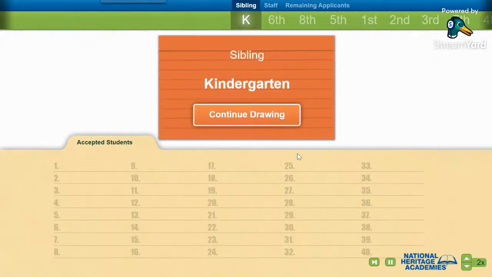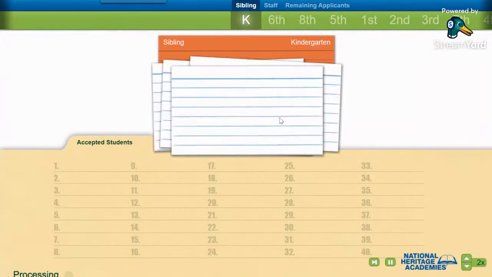We'll start with our sibling preference group. These are applicants who have a sibling currently enrolled in our school. So starting with kindergarten.